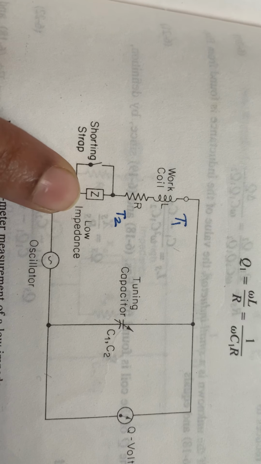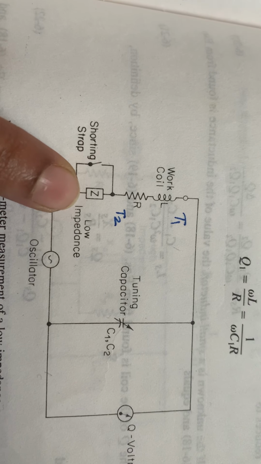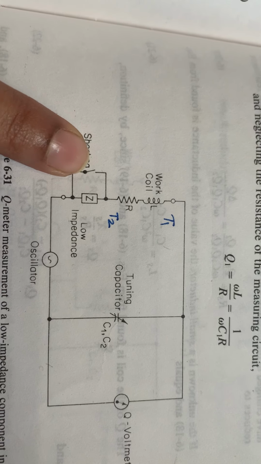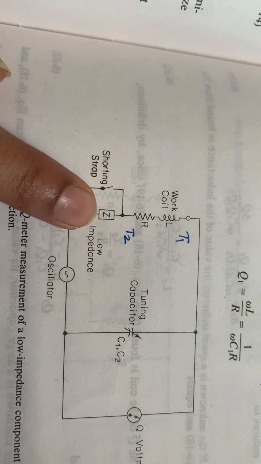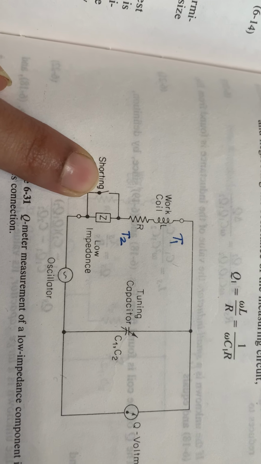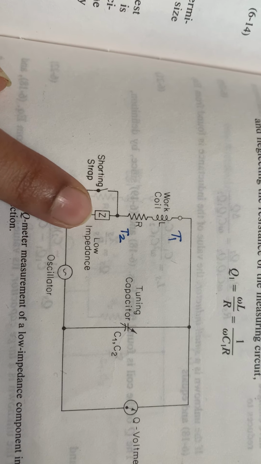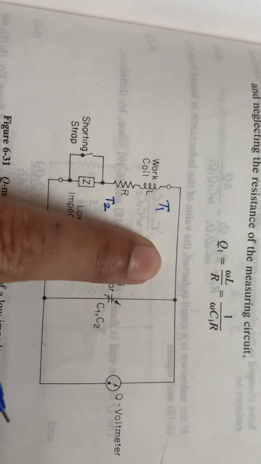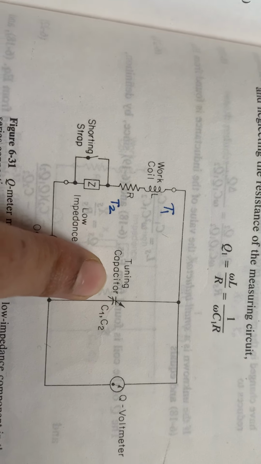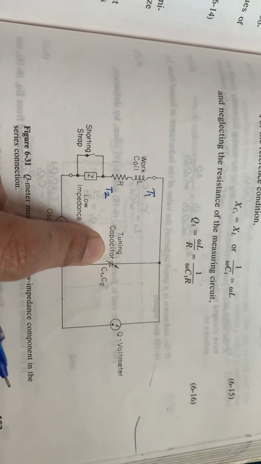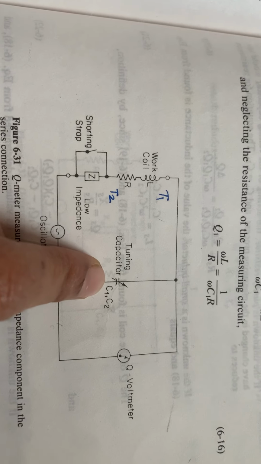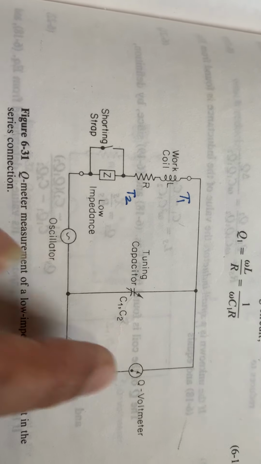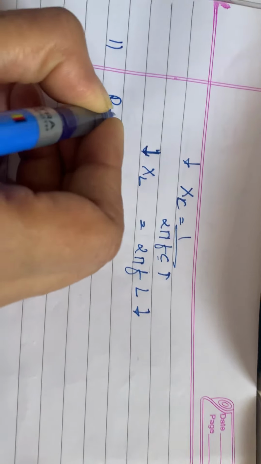Now, here two measurements are made. In the first measurement, the shorting strap is closed. So the low impedance is shorted by closing the shorting strap or the switch. After that, the tuning capacitor C1 is varied until the resonance is achieved. At resonance, the value of this tuning capacitor and the value of the voltmeter is noted down. The first measurement is known as reference measurement.